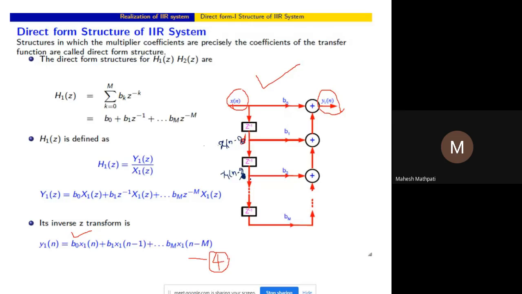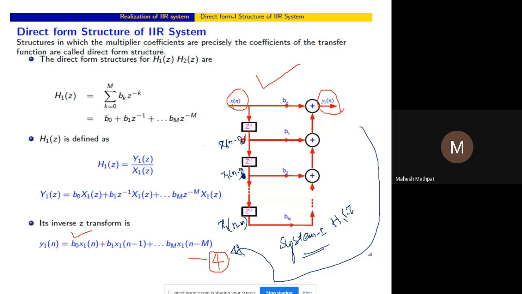Likewise, if I pass this through the delay element, at the last we will get x1 of n minus m. Right? So finally, if I add all these things, the output will be equal to this equation. This is the way we represent it, and we call this system 1. This system 1 I will simply call H1 of z. Can I call it that?